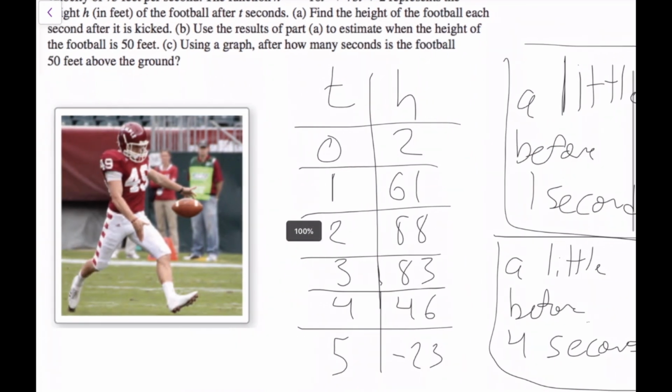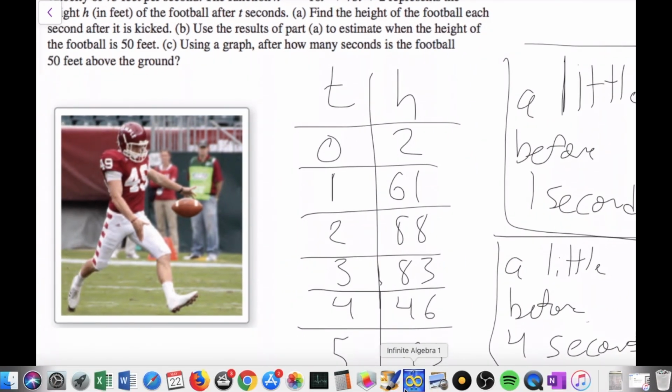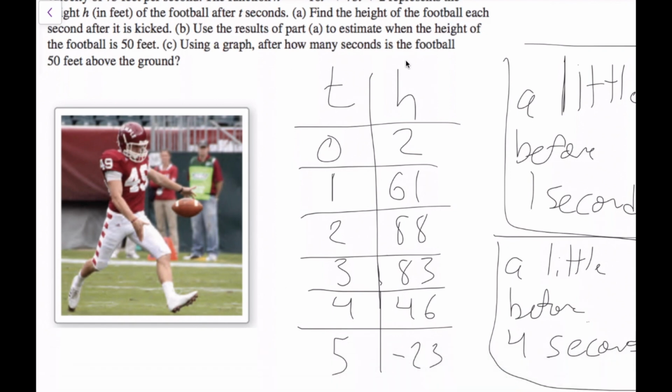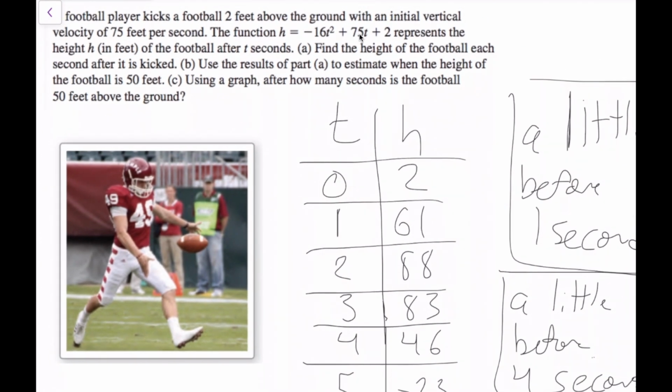All right, now for part C, it says use a graph, and then after how many seconds is the football 50 feet above the ground? So basically, we're going to graph this function and then see the exact value when it's 50 feet. There's multiple ways to do this. We can just graph this function and then set this h value to 50, so see where this crosses 50. Or we could plug 50 in and subtract 50 on both sides and then set y equal to that new function and see where that one equals 0. But I'm just going to do the 50 version because I think that one's easier for us.